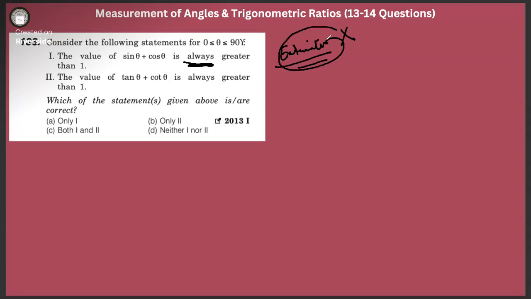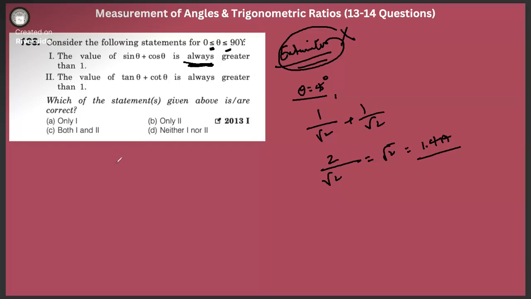So the value of sine theta and cos theta, how does that look? If it has to be always, then let's check. I take theta equal to 45, just for example. So it is greater than 1. But see, the limit is 0 to 90. At 0, sine is 0 and cos is 1, so it is not always greater than 1. Had they given you greater than or equal to, then it could have been the right answer.